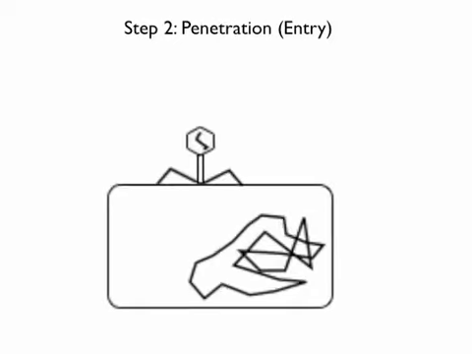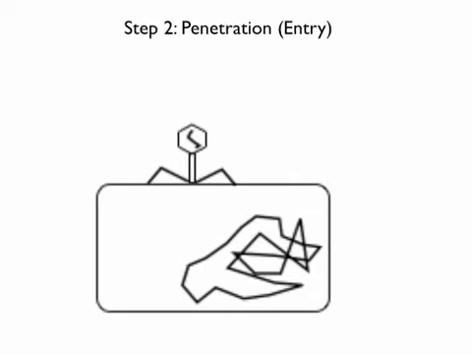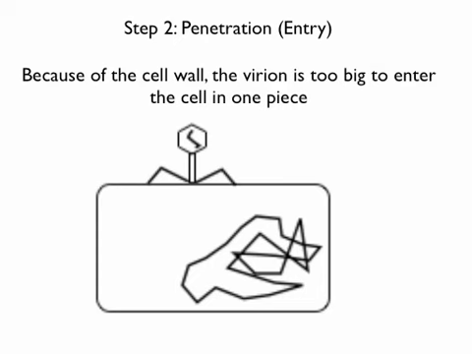Going to step 2. Step 2 is penetration or entry. Bacterial cells have a cell wall. So, because bacterial cells have a cell wall, the entire phage can't get inside. It's too big. So the whole virion can't enter in one piece.